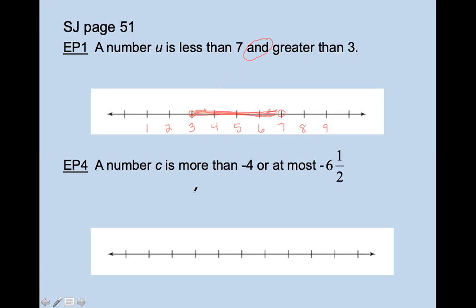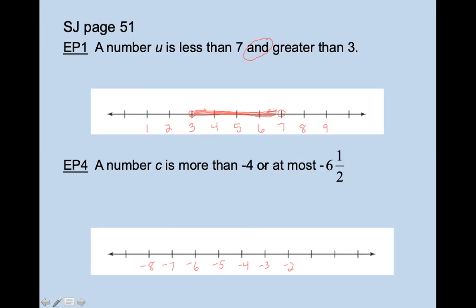All right, extra practice number 4 says a number C is more than -4 or at most -6.5. So I'm going to put these numbers on my number line this time. So I've got -4, -3, -2 this direction, and -5, -6, -7. I'll put a couple more in there.